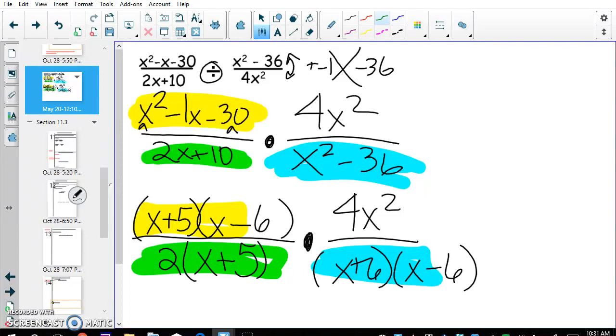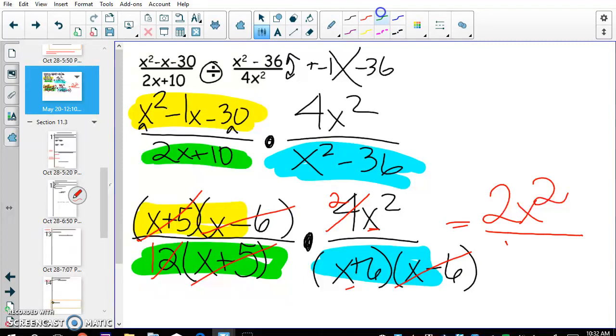So anything on the top can cancel with anything on the bottom. So x plus 5, does that cancel anywhere on the bottom? Yep, there it is. X minus 6, anywhere on the bottom? Yes. 4, does that cancel with anything on the bottom? Yes. The 4 cancels to 2 over 1. And the x squareds can't cancel, like I cannot, this x squared and this. No, you can't do that. So I'm left with 2x squared all over x plus 6.